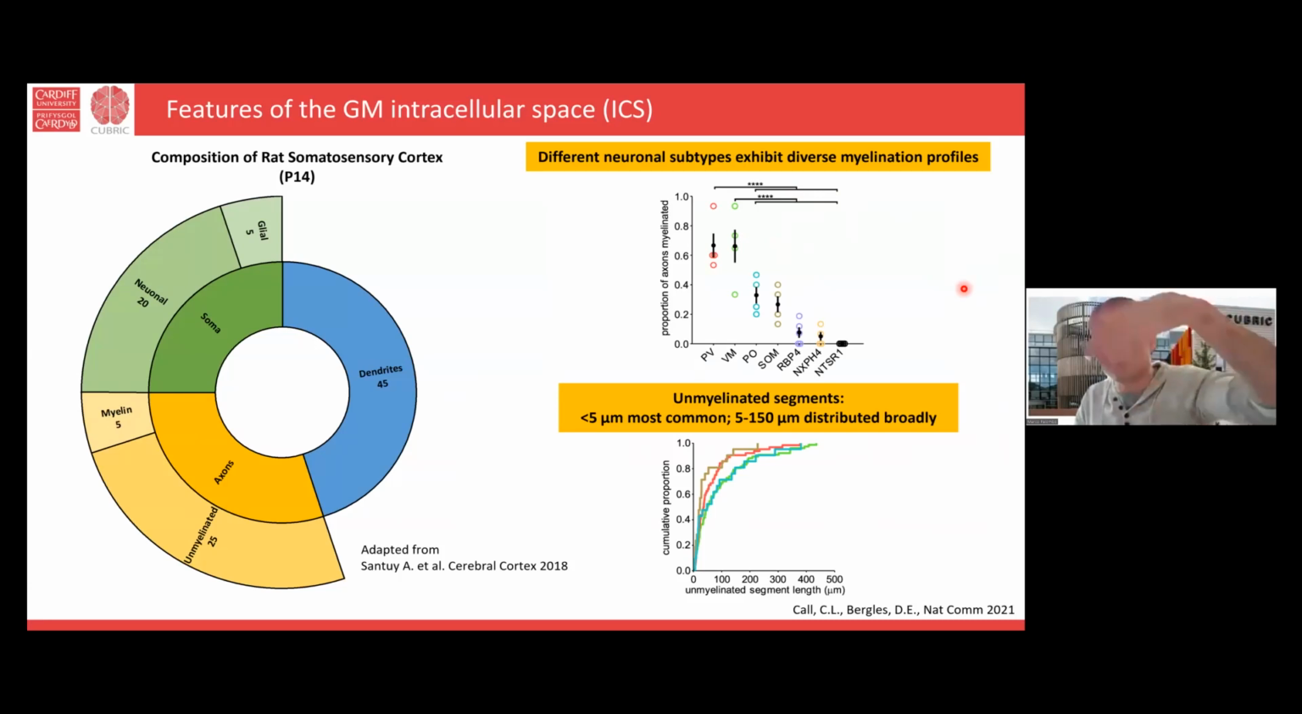And the size of these batches of myelination very much depends on the neuronal cell type from which the axon is radiating. In this paper, you can see how they measured the proportion of total axon myelinated as a function of the different cell types, but also how long these unmyelinated segments are. They depend on the cell type, with an interesting fact that most of the unmyelinated segments are less than 5 micron long. So you have 5 microns of non-myelination, then myelination, then non-myelination. However, a non-negligible fraction of them can be as long as 150 microns.